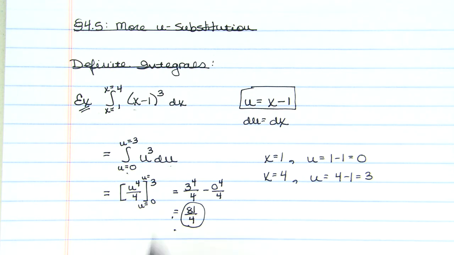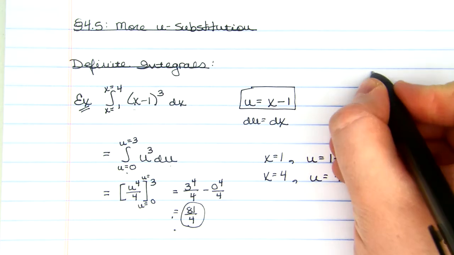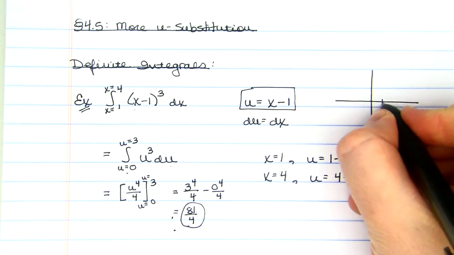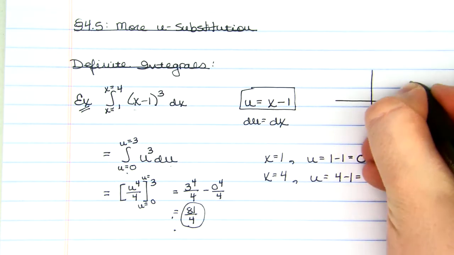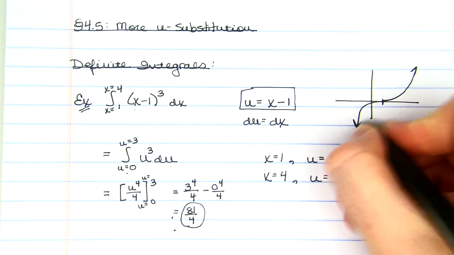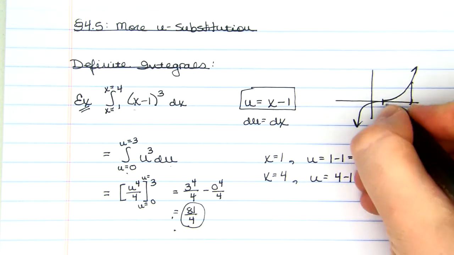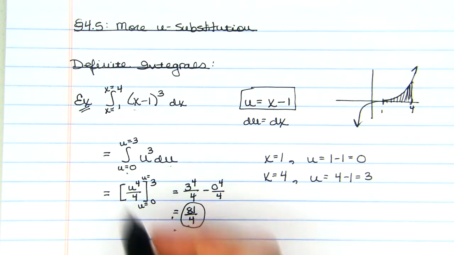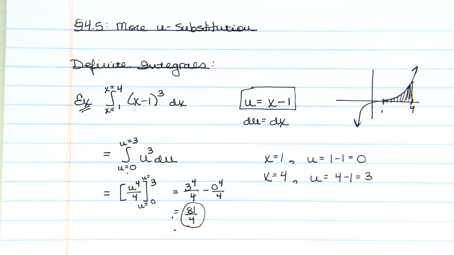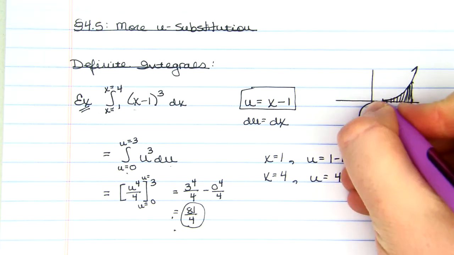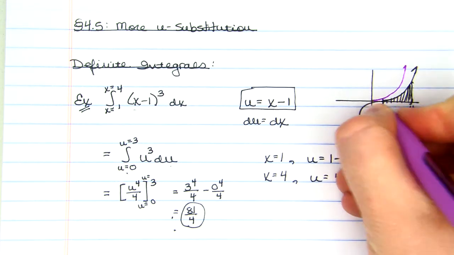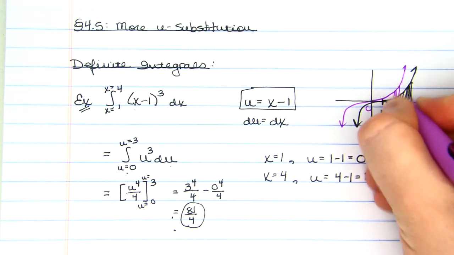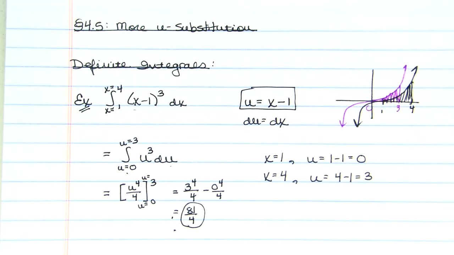By the way, this original problem wanted to find the signed area under (x minus 1) cubed. That's a cubic function that looks like this. I want to go from 1 to 4, so it found this signed area. If I'm just integrating u cubed, or x cubed, from 0 to 3, it's like I'm integrating something like this from 0 to 3. Those things have the same area. It's just the same thing, just shifted.